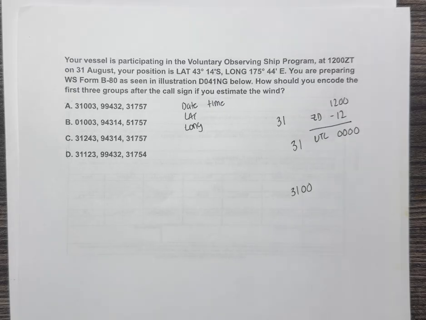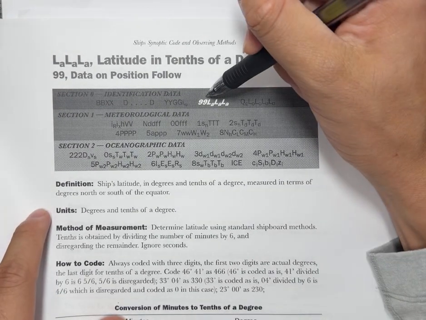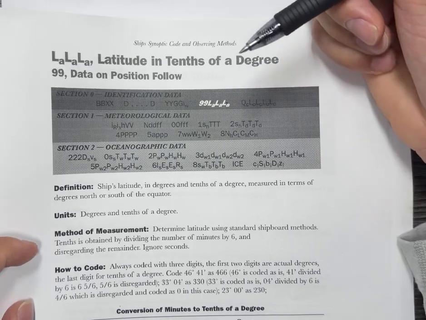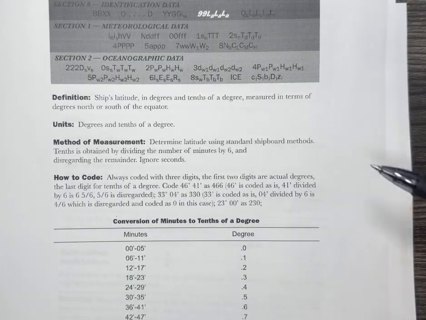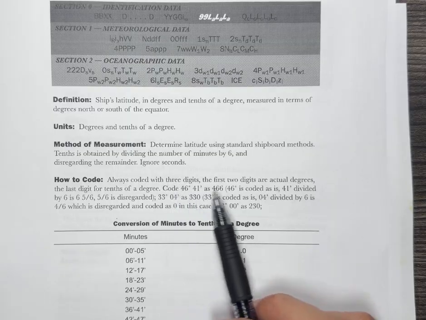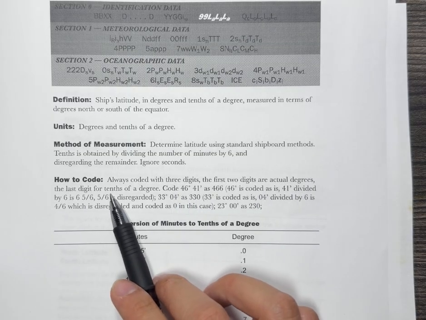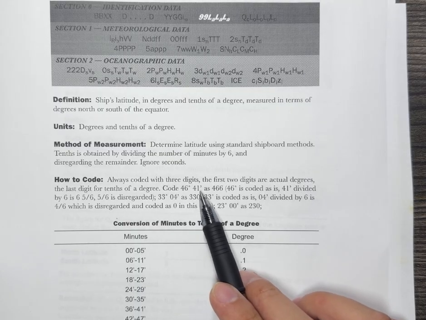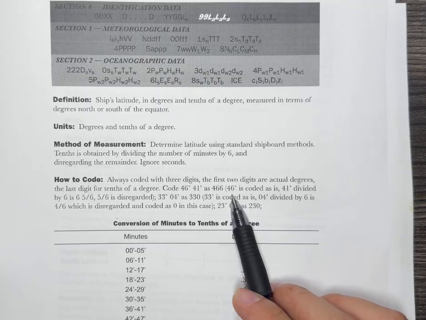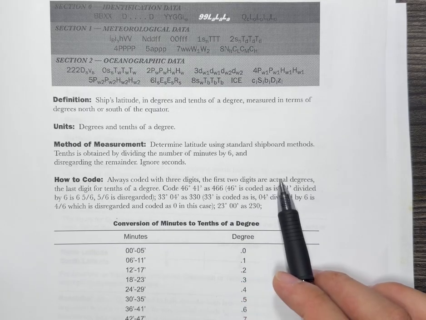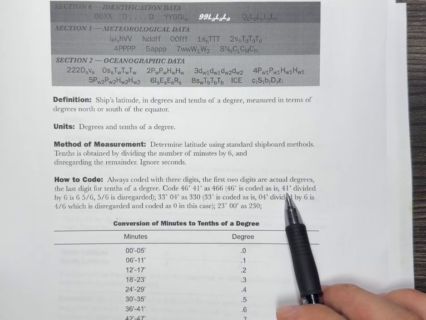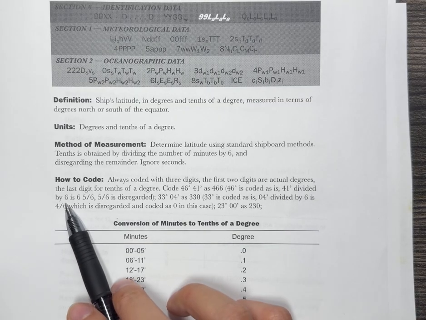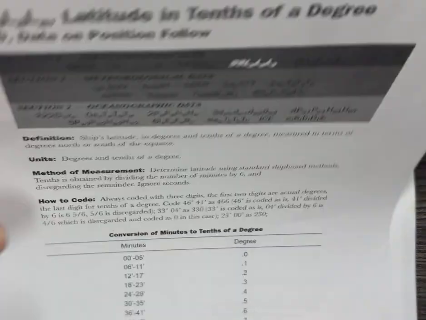Our second is our latitude. So if you go to the latitude, we see 99, latitude, latitude, latitude. Now, if you go down, it says you always encode your latitude with 3 digits. The first 2 digits are the actual degrees. The last digit is for tenths of a degree. So you would code 46 degrees, 41 minutes as 466. Why? Because 46 is coded, the first 2 digits, as the actual degree, and 41 is your minutes, and you divide that by 6. So we'll do that with the latitude that they gave us.